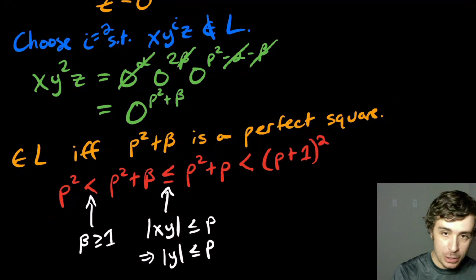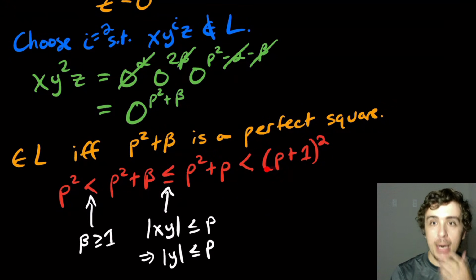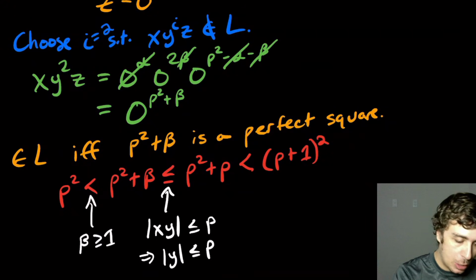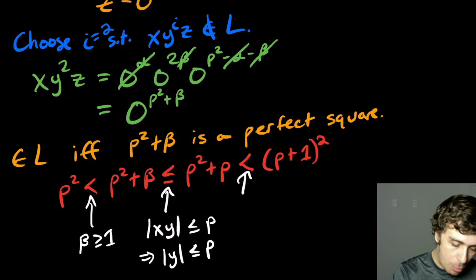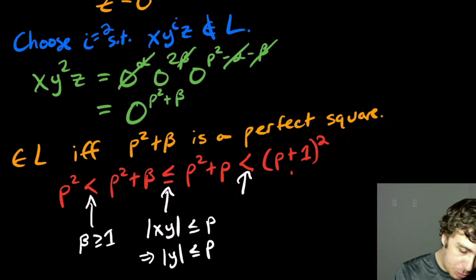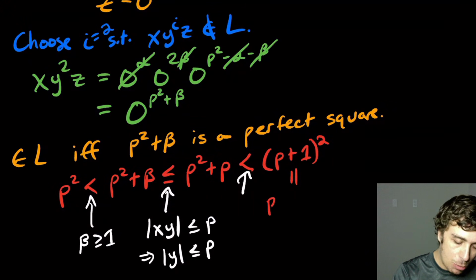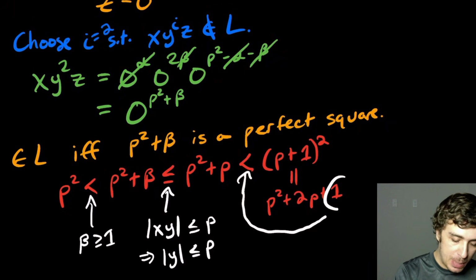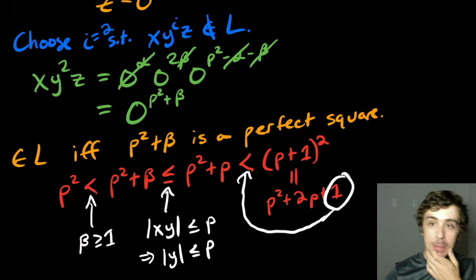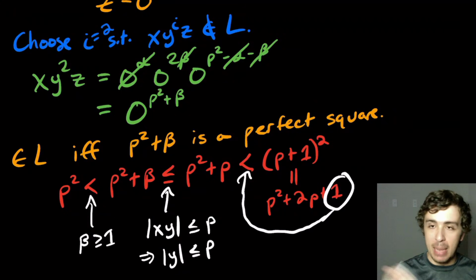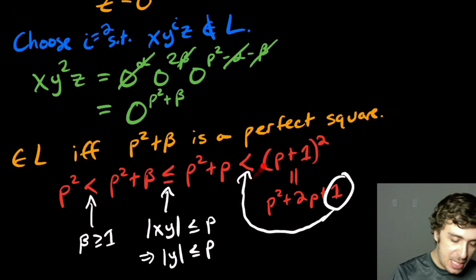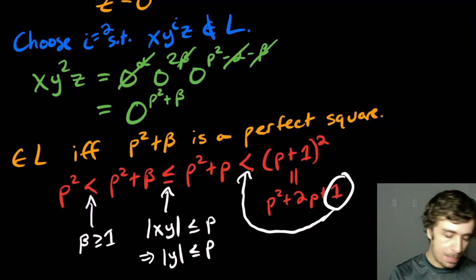So this is a perfect square. This is clearly a perfect square. And I claim that there's a strict inequality there. And how do I know that? Well, let's see. So this right-hand side is equal to p squared plus 2p plus 1. And the reason it's a strict inequality is because of that little bit right there. So that plus 1 gets us that this is a strict inequality.